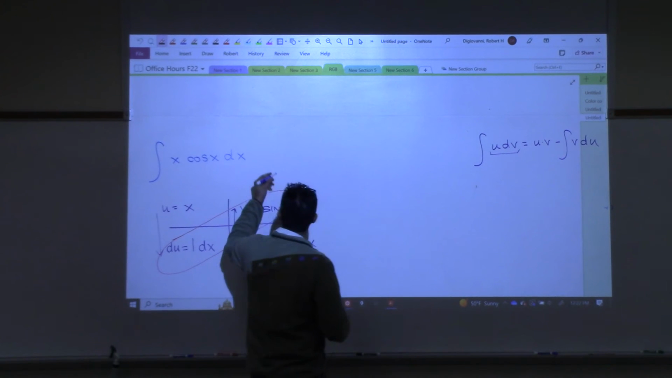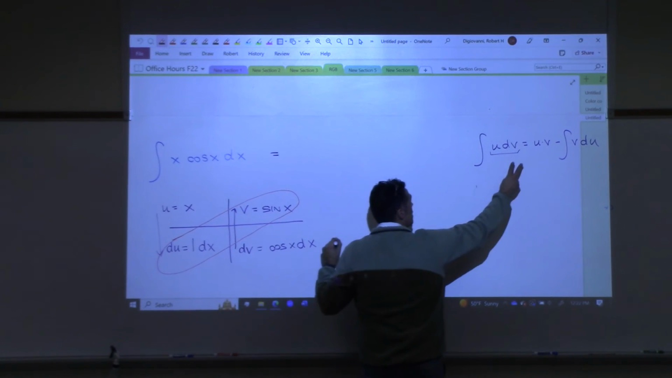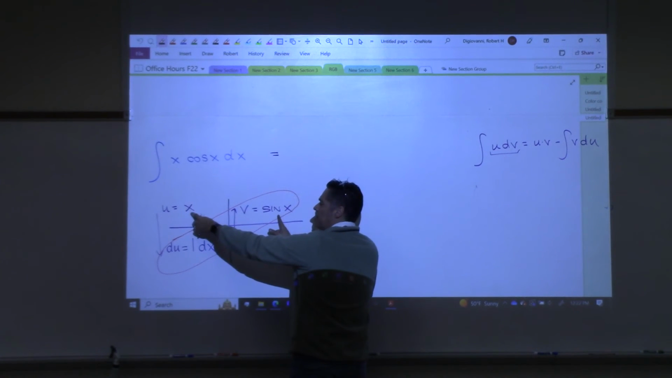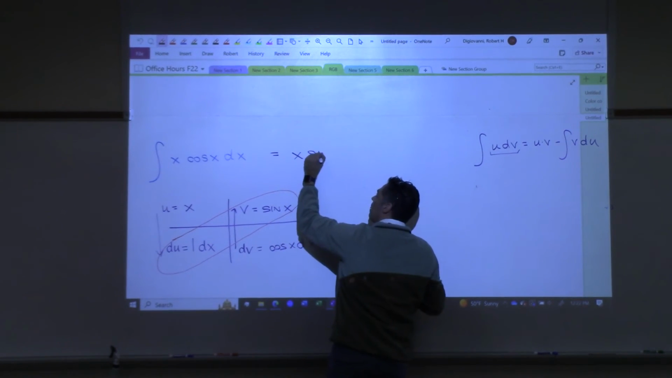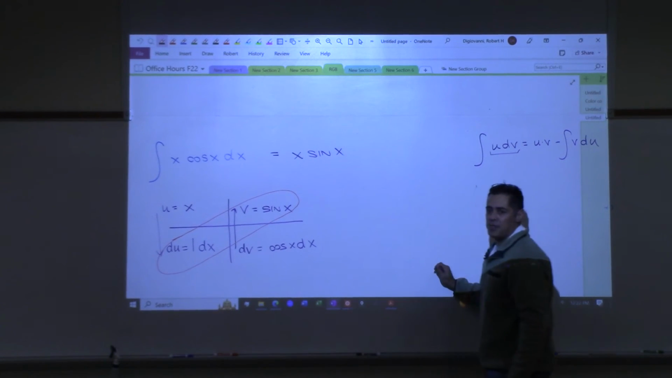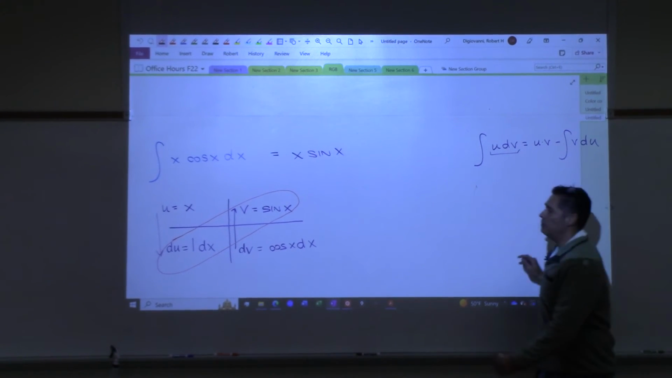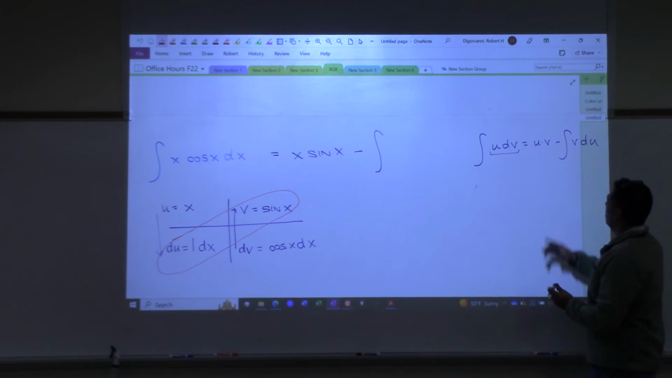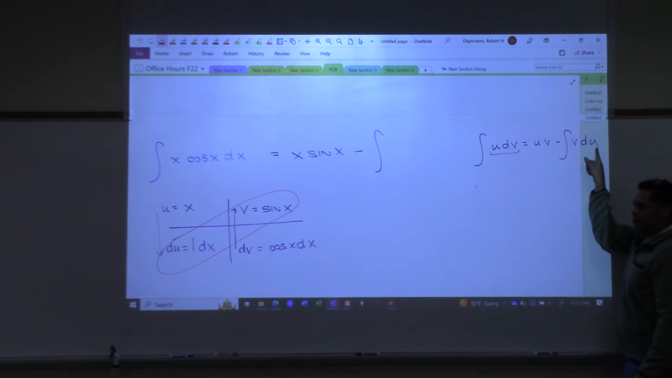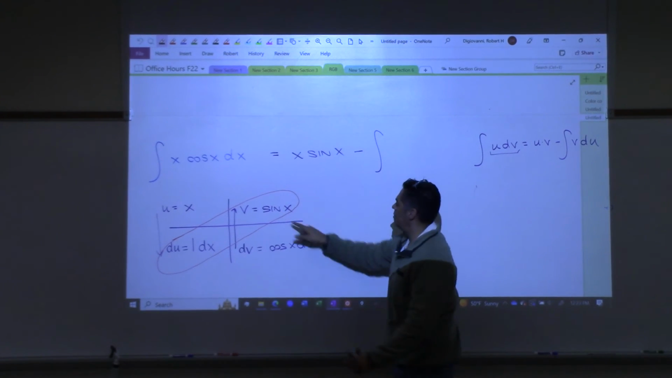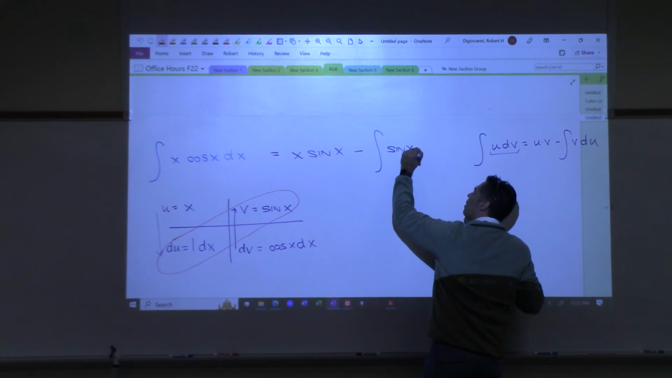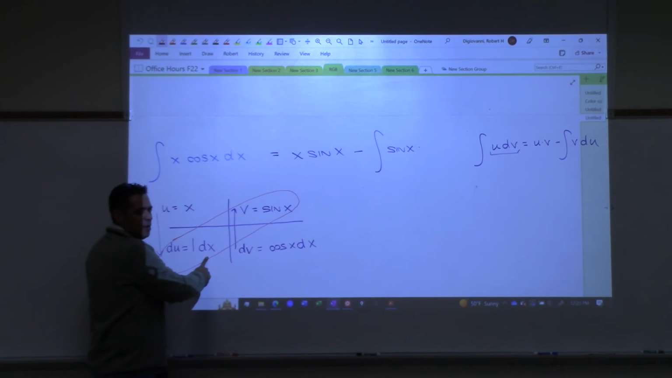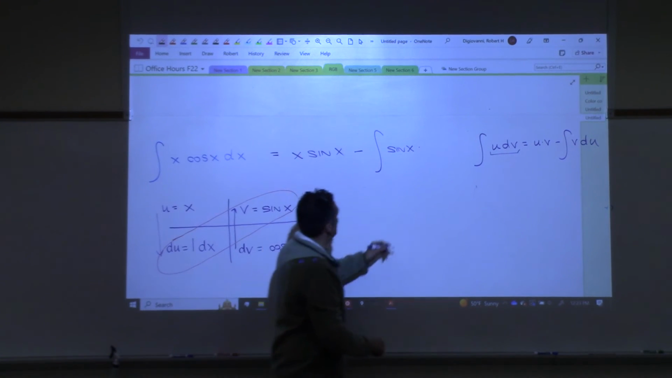This is equal to, according to this formula, u times v. Isn't that just these two multiplied? That's x sine x, x times sine x, minus the integral of v du. So v was sine x, and du was 1 dx. Do I need the 1? No, I don't need the 1. So just dx.